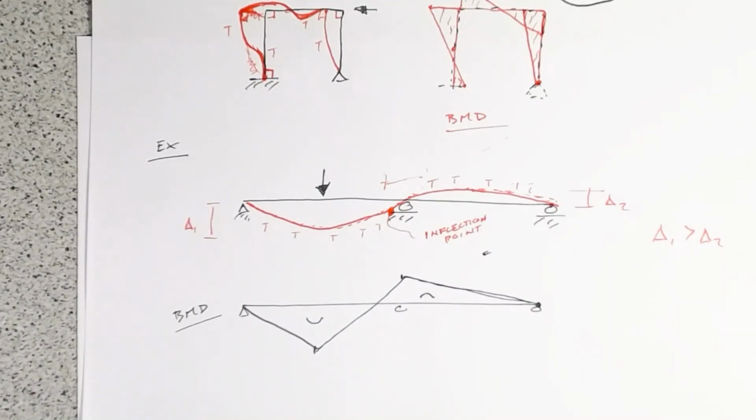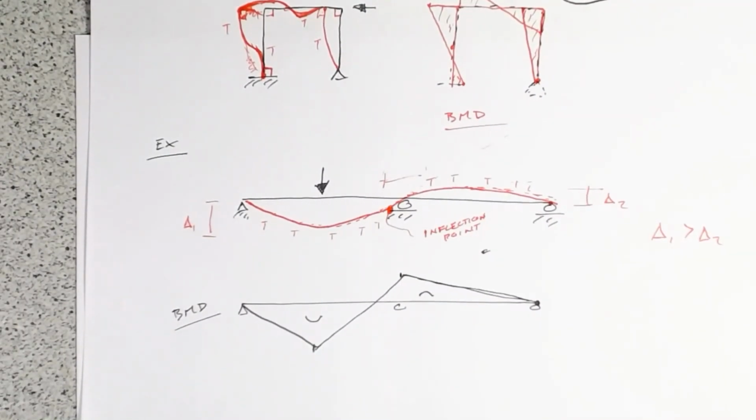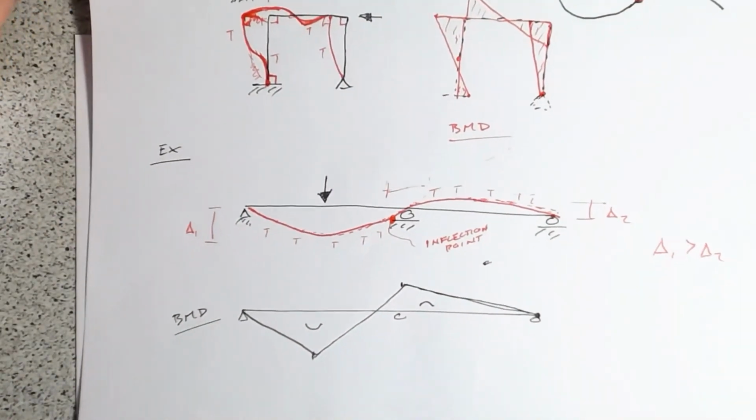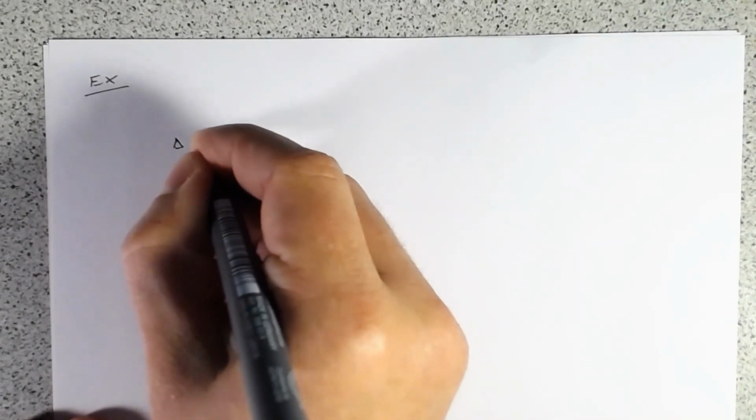So like I said, if you've got a point load, you know that you're going to have linear distributions of your moment. We'll do one more example and then wrap this up. Let's just do a very similar example, but we'll do it with a uniformly distributed load.